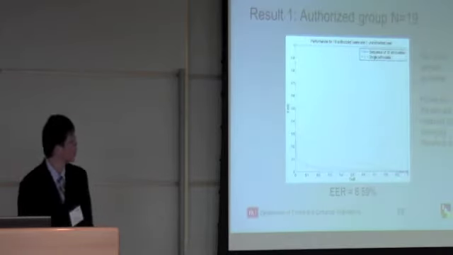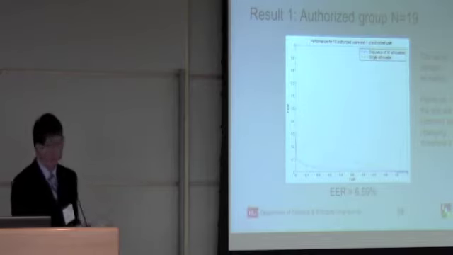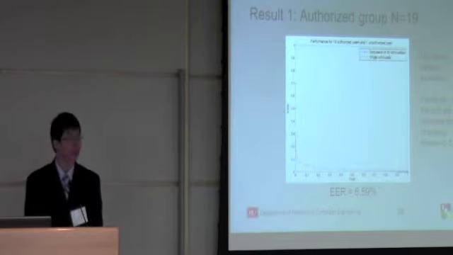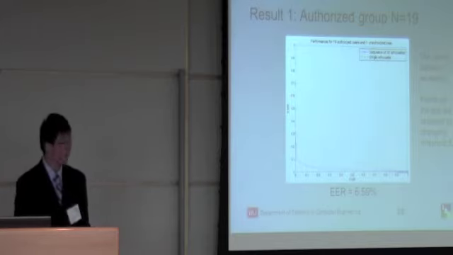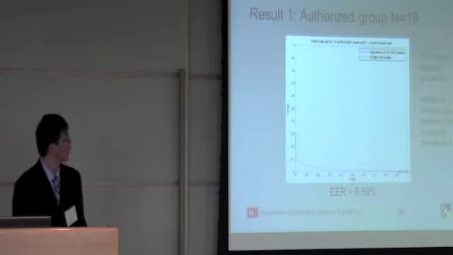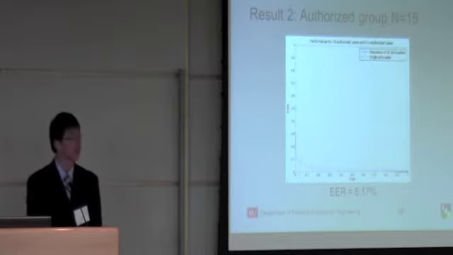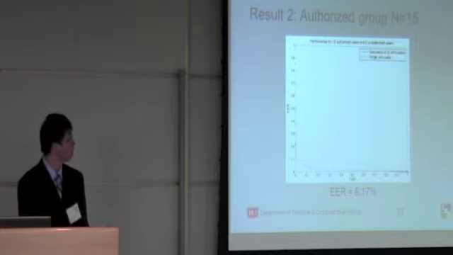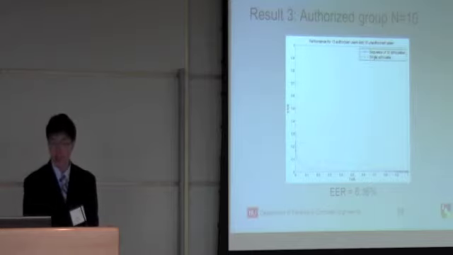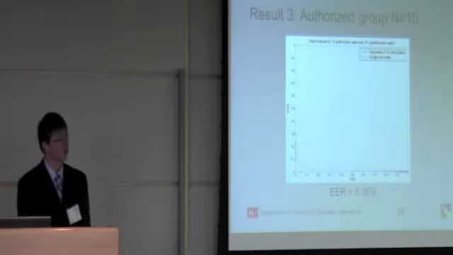Here is the experimental result. We were using the same data set as before, and the points on this plot are obtained by changing the threshold delta. In the test with an authorized group of 19 people, so the unauthorized group has only one, the equal error rate is 6.59%. With an authorized group of 15 people and an unauthorized group of 5, the equal error rate is 6.17%. And for the case of 10 and 10, we have an equal error rate of 5.36%.